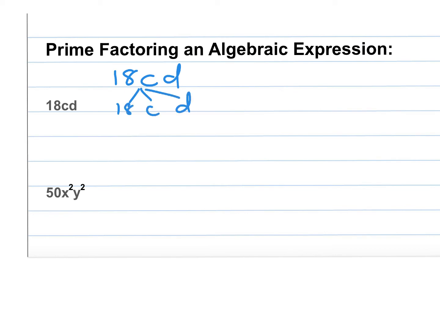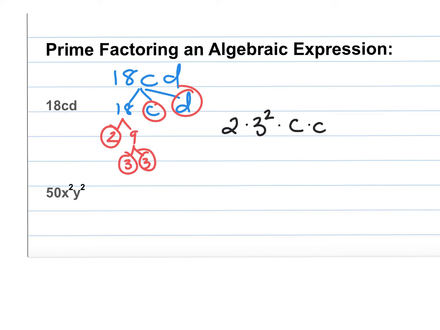C and D, we don't know what they are, so they're already done. Those are done and they're prime. We're going to consider 18, then we have to keep going for 2 and 9. 2 is prime. 9 has factors of 3 and 3. So what I did is I factored the entire number considering C and D as their own prime numbers. So then I have 2 times 3 squared times C times D would be the prime factorization. That's the same as 18CD.